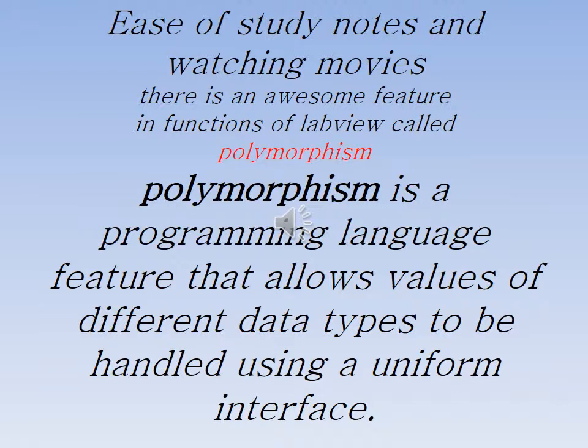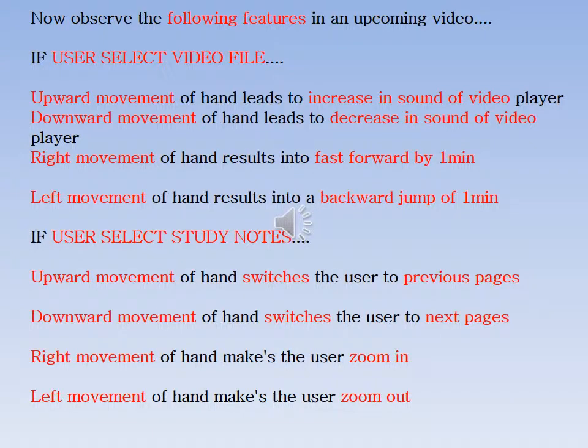To cite an example, consider the user is watching a video file and moves his hand in an upward direction. This increases the volume of the video player. And if the user is studying notes, then the same action leads to a transfer to previous notes, meaning upward scrolling. Now observe the following features in an upcoming video.